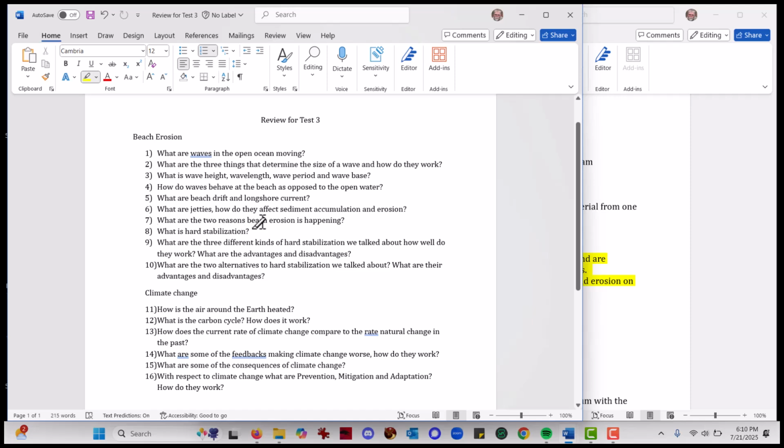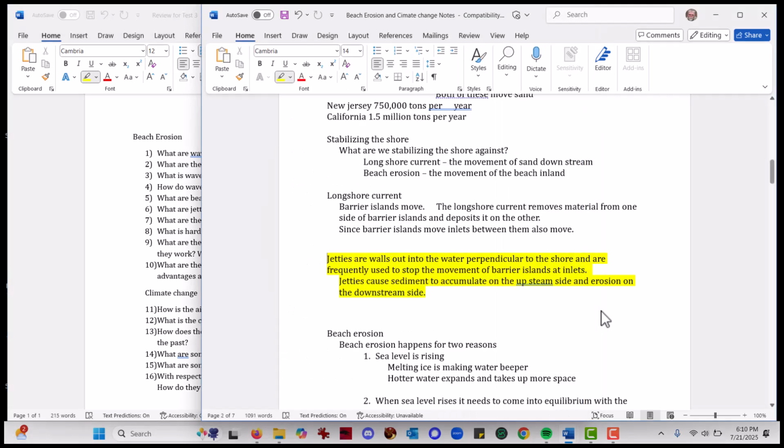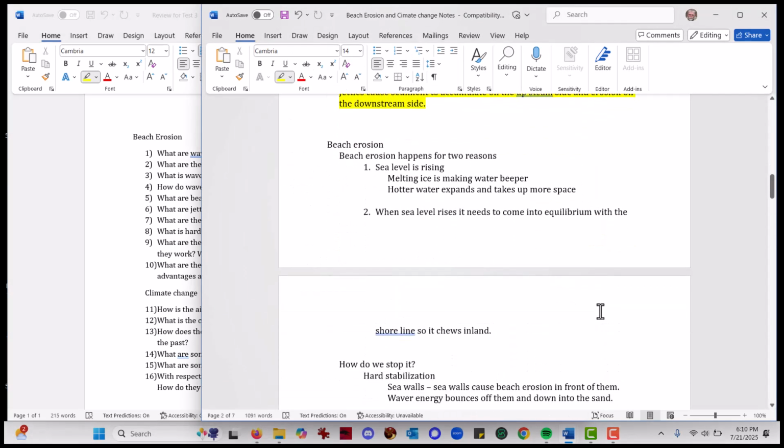Jetties. Okay, kind of separate from longshore current is beach erosion, right? Which is the movement of the beach inland. Okay, this is happening for two reasons, right? And here they are right here. Sorry, I have a pagination problem there, but oh well. Anyway, so two reasons.